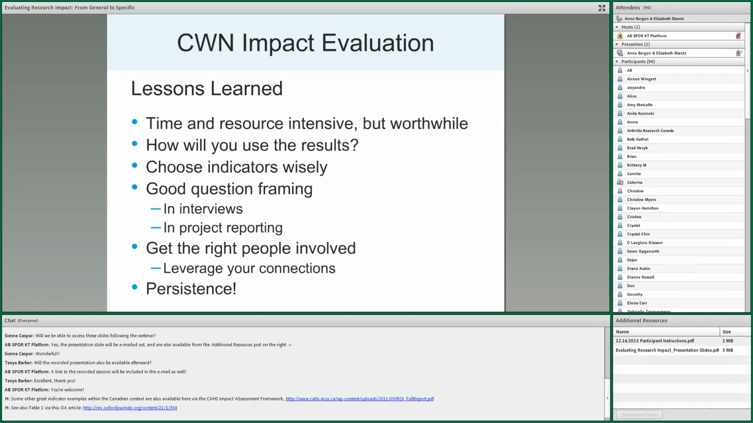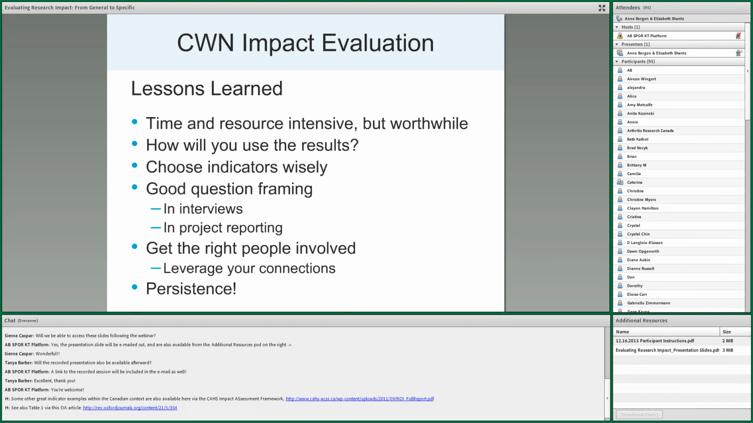So what did we learn from the year and a half or more it took us to do this evaluation? So it takes a lot of time and a lot of resources to do an evaluation on this scale. We had hundreds of pages of documents per project to go through, and it was very, very time consuming. That said, it was worth it for the results that we got and what we're going to be able to continue to do with them in the future.